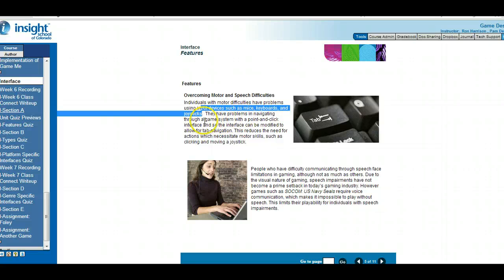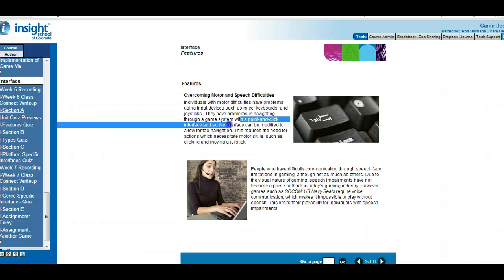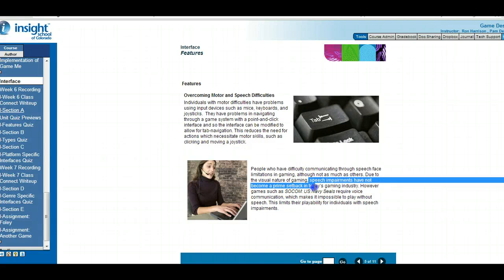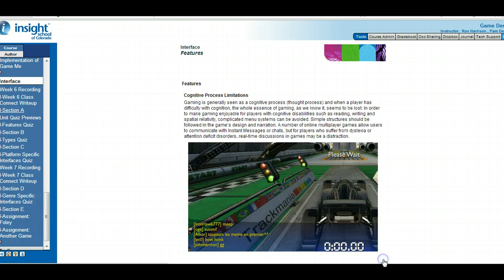And sometimes people with those types of issues have difficulty pointing and clicking on the interface, so the interface might be adjusted for them. And certainly a joystick can be a lot easier for some of those types of people. Speech limitations in gaming. There are some people that have that, but it's not so much an impairment for as many people as hearing and visual and things like that. So speech impairment hasn't been a huge setback in games, but some games like this Navy SEALs game require voice communications. So it limits the playability for people who have speech impairments, unfortunately.